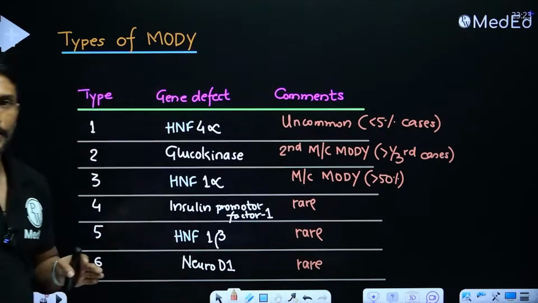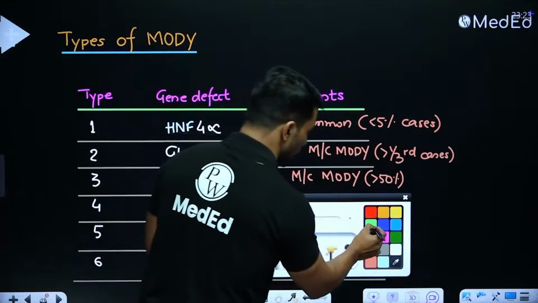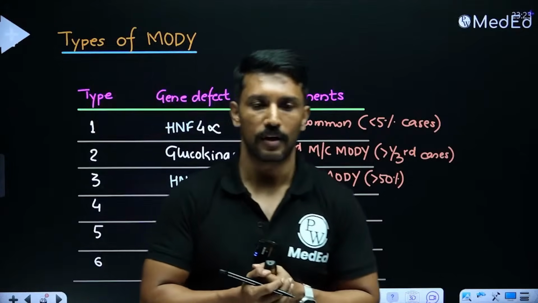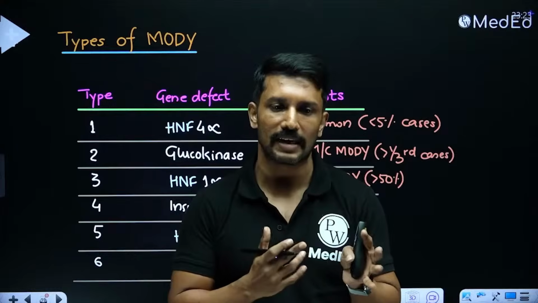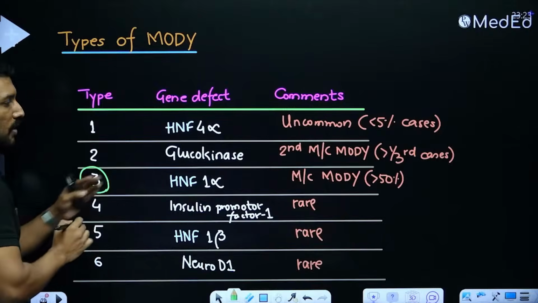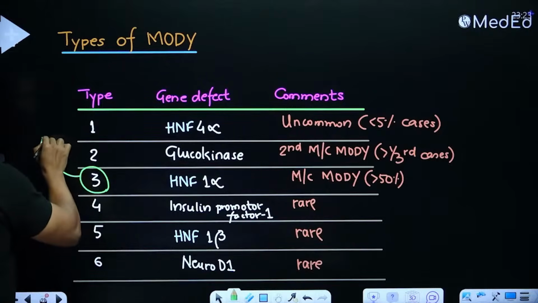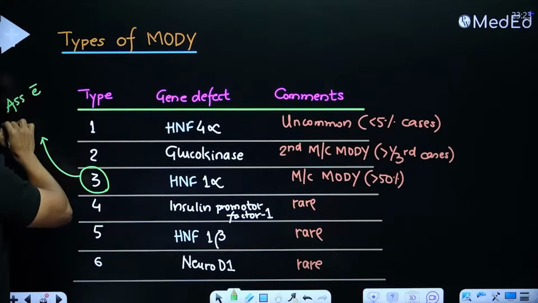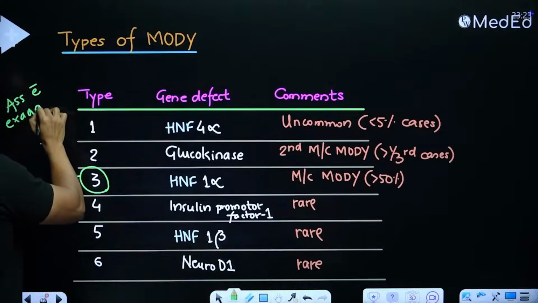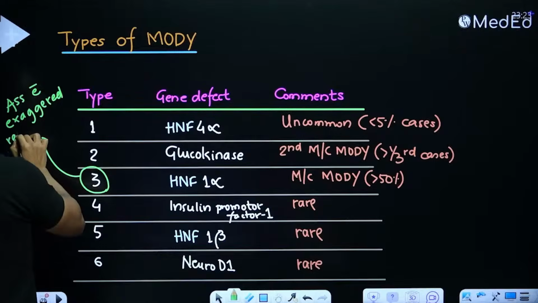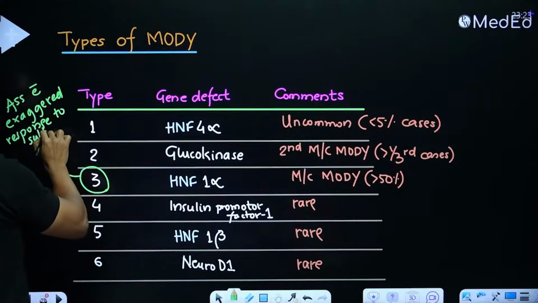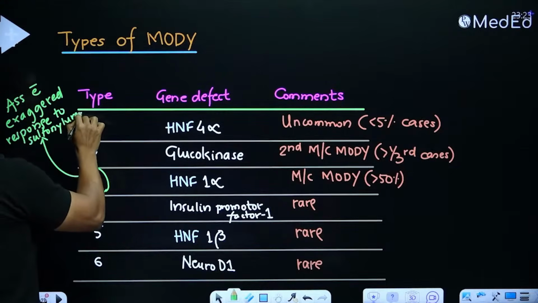Now, what MCQ will they ask you? The MCQ they will ask you is, among them, which MODY is associated with exaggerated response to sulfonylureas? That is our MODY 3. The most common MODY is also associated with exaggerated response to sulfonylureas. Now, what do I mean by exaggerated response to sulfonylureas? I'll brief you on that. So normally, where do we use sulfonylureas? We use them for treatment of type 2 diabetes mellitus.